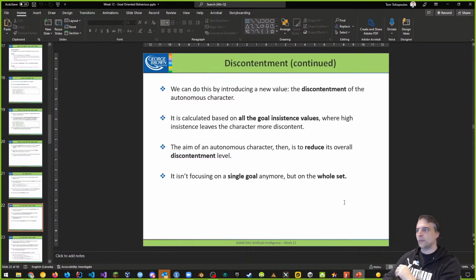Well, we can think about this by looking at all the goals as a whole, and think about the overall discontentment of a character. So we have insistence, and then we can say how discontent, how unhappy the autonomous character is, based on the insistences of each of its goals. We can add those things up. That's one way of doing it, right? Then what we want to do is reduce the overall discontentment level of an autonomous character by doing one action. So the action is not just about setting up a goal, but now we look at the discontentment as a whole for the autonomous character.